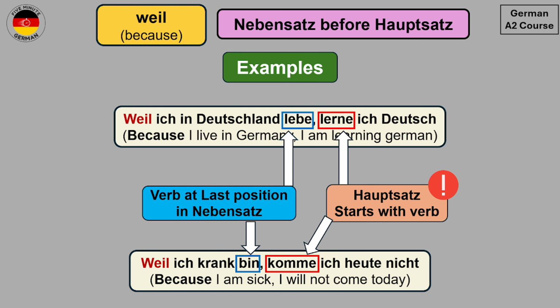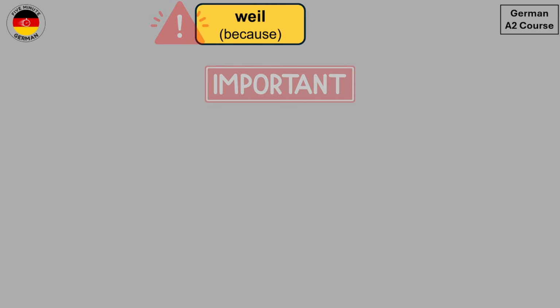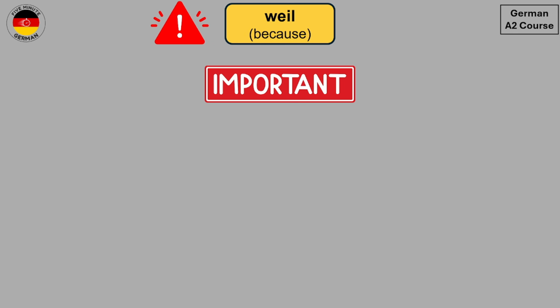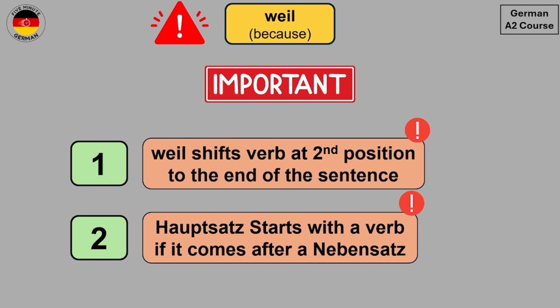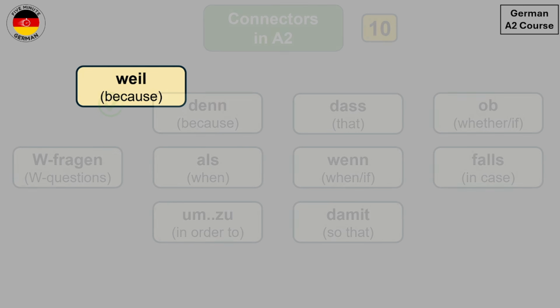So before we go to the next connector, there are two important points related to weil which you should keep in mind when you use it. The first is that weil shifts the verb at second position to the end of the sentence, and the second is that the Hauptsatz starts with a verb if it comes after a Nebensatz. So remember these 2 points whenever you use weil. So this was the connector weil.